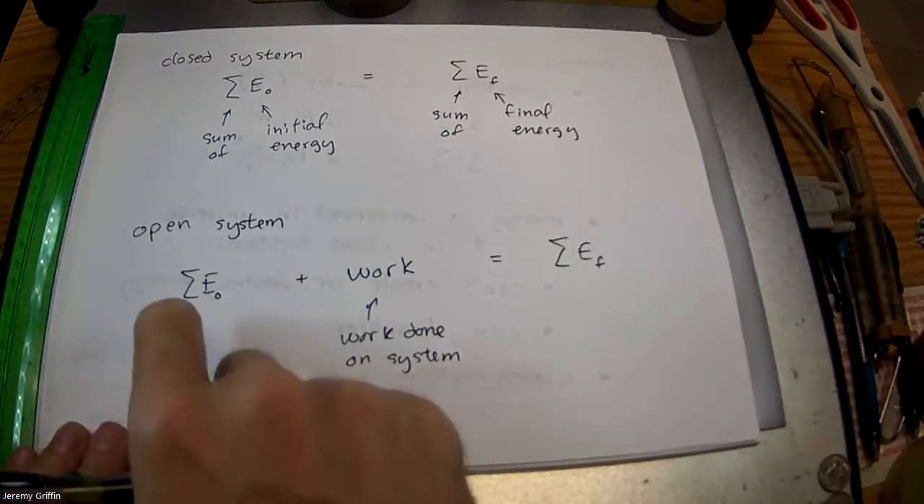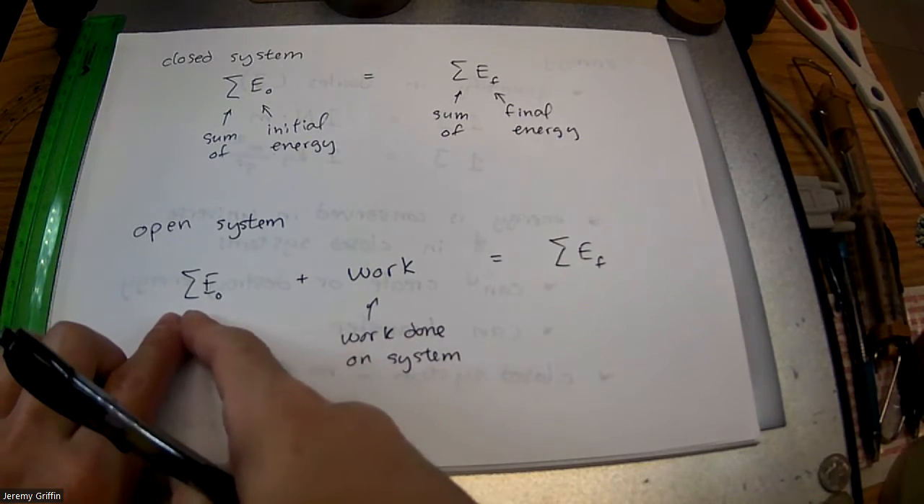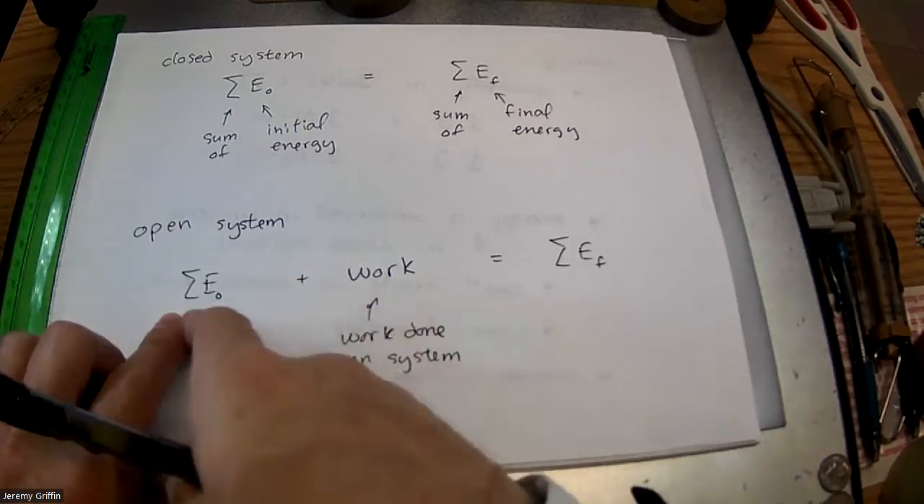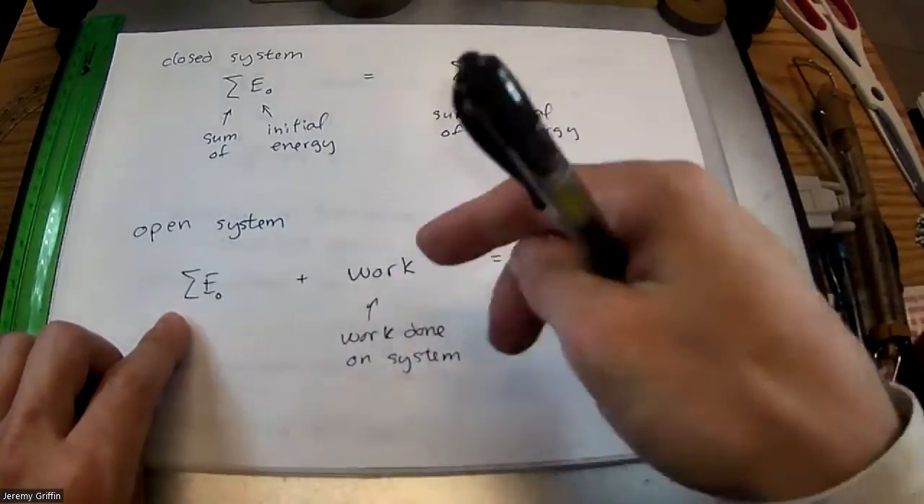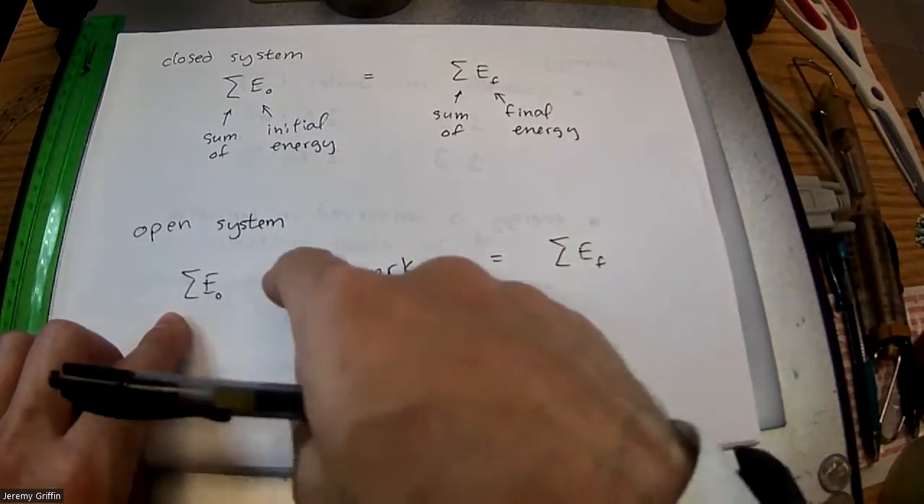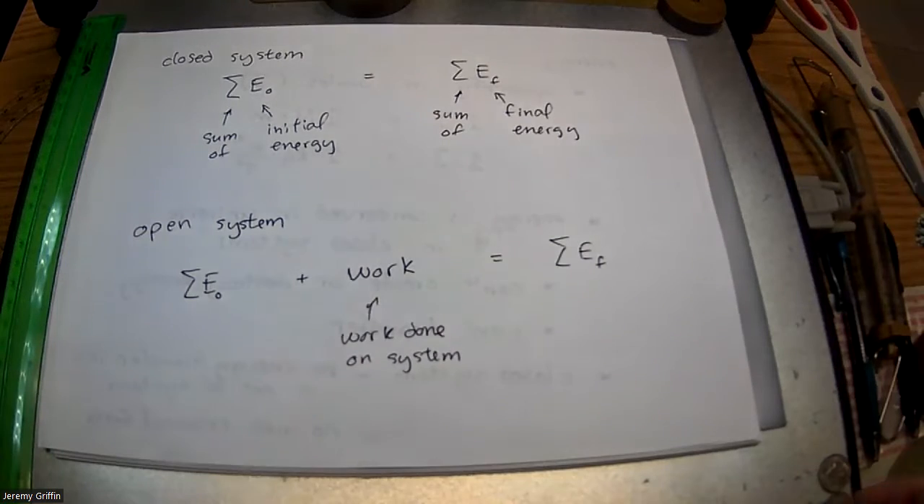So if you have 10 joules of energy to start with, and there were 3 joules of work done on the system, 10 joules plus 3 joules is 13 joules. So there you go. Okay so far?